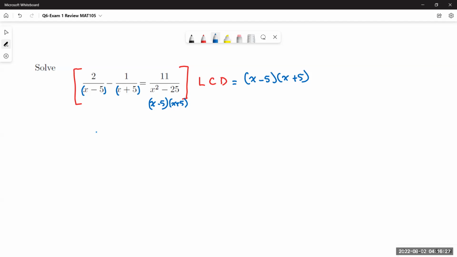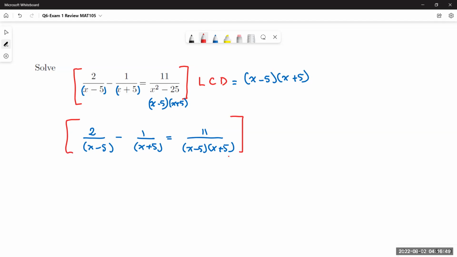Now, let me rewrite the equation. It's going to be 2 divided by x minus 5 minus 1 over x plus 5 equals 11 over x minus 5 times x plus 5. And what we're going to do is multiply the whole equation by x minus 5 times x plus 5. All right, so now we're going to multiply every single term by the least common denominator. So I'm boxing the terms.